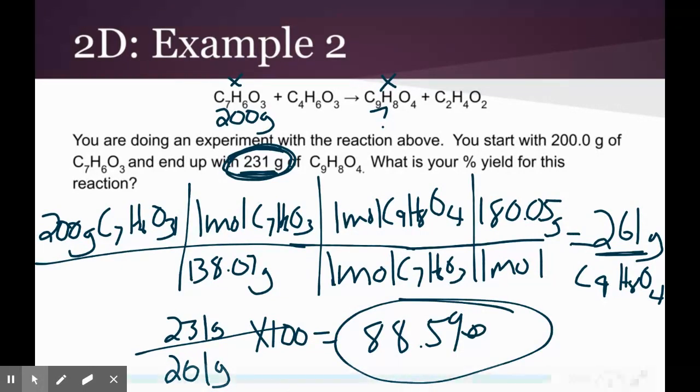So that is how to calculate theoretical yield and then percent yield. You have some practice problems in your packet, so go ahead and work on those and let me know if you need help.